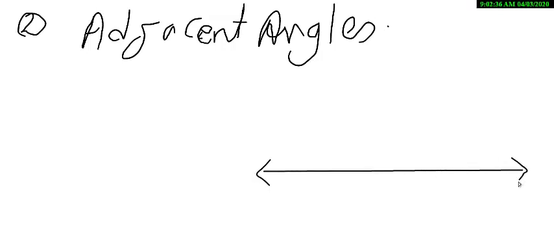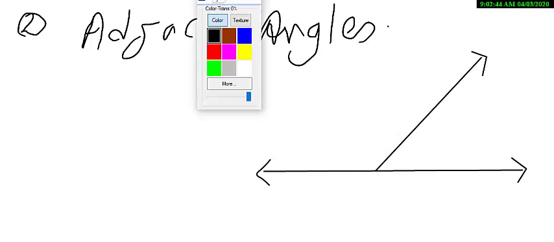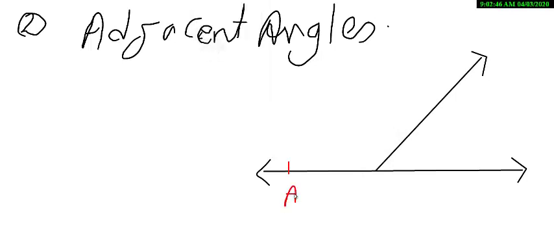This is a straight line, and this is a ray here. So I'm gonna name it, for example, A, B, C, D. Angle number 1 and angle number 2. What is the criteria of the adjacent angle? The adjacent angle has a specific criteria: they have the same vertex, which in this figure is B, and they have a common side, which is the ray BD.